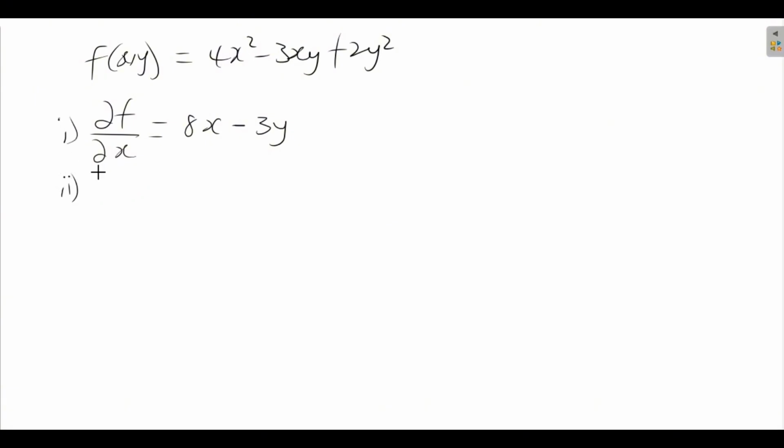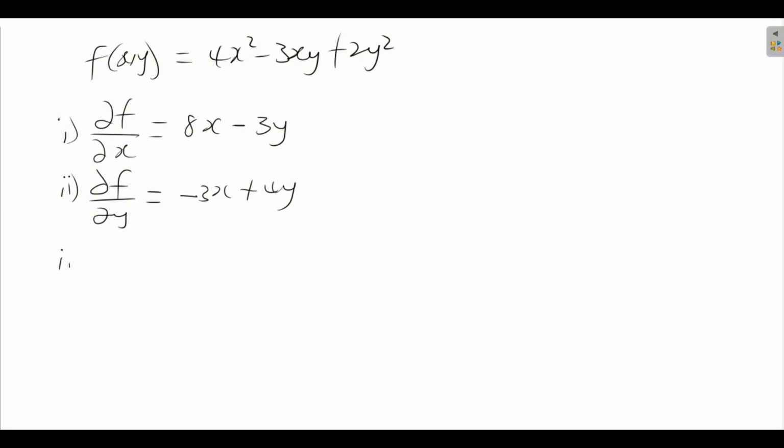Now with the second one, we want to find the partial derivative of f with respect to y. Of course, in this term there is no y, so this is constant. The derivative is 0. Now in this one, the partial derivative with respect to y will give us negative 3x. Then the partial derivative with respect to y is going to give us 4y. So these are the first partial derivatives.